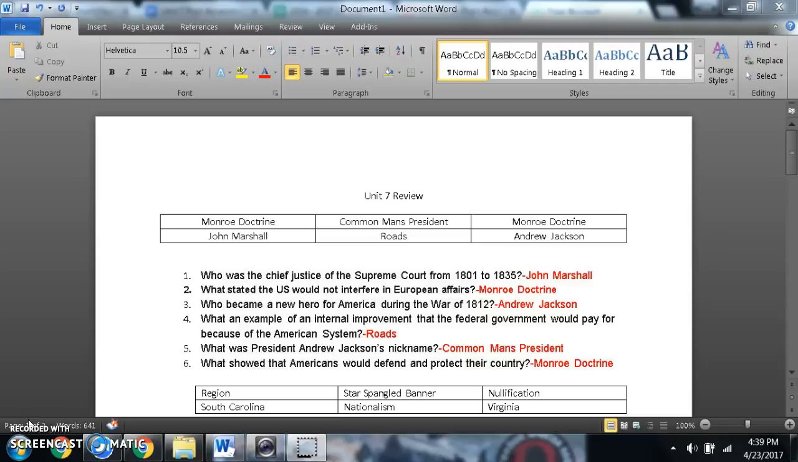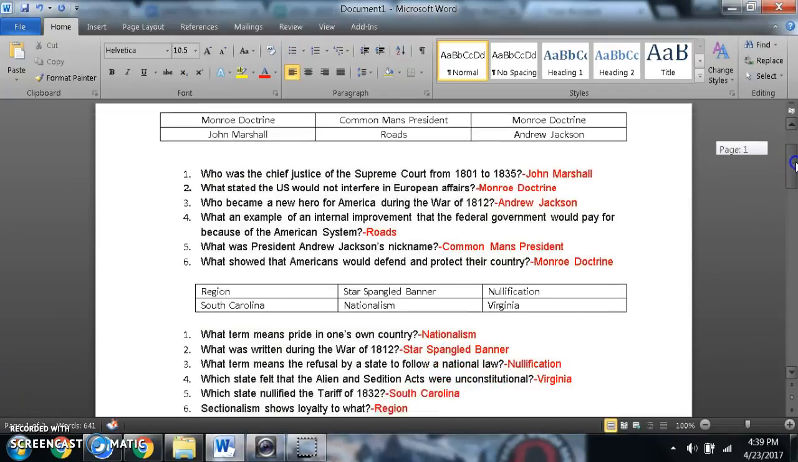Number four, what is an example of an internal improvement that the federal government would pay for because of the American system? And that was roads. And part of the American system was really there to help with improving transportation, trade from the east to the west. Number five, what was Andrew Jackson's nickname? The common man's president. And number six, what showed that Americans would defend and protect their country? That also was the Monroe Doctrine.